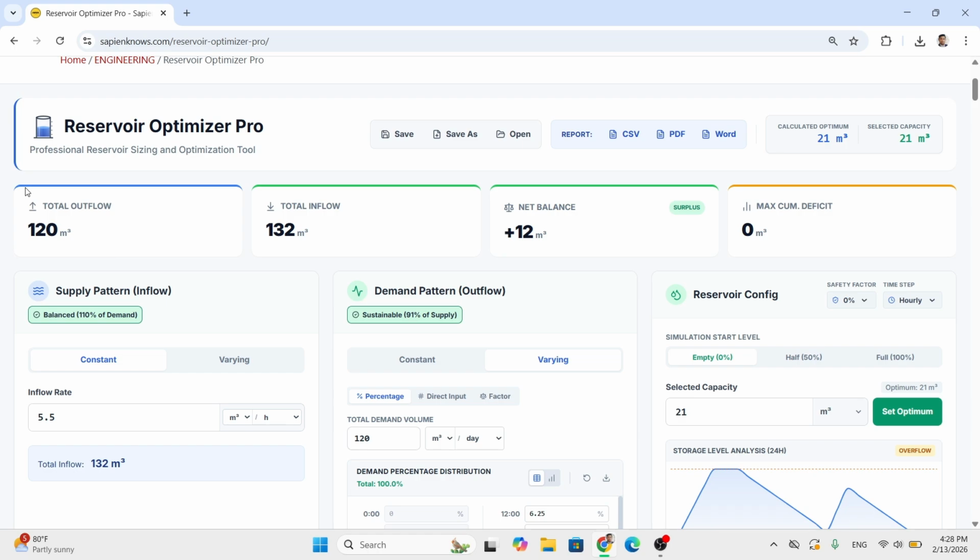With the help of Reservoir Optimizer Pro, which is an online tool for calculating and also optimizing the reservoir size. This tool works on the basis of the mass curve method, which is also known as the ripple diagram method. The reservoir tank is a balancing tank, which balances the inflow and the outflow. For this, we need to know the inflow, the supply, and also the demand, the outflow. Then we can get the optimum size of the reservoir tank. So this is based on the mass curve method.